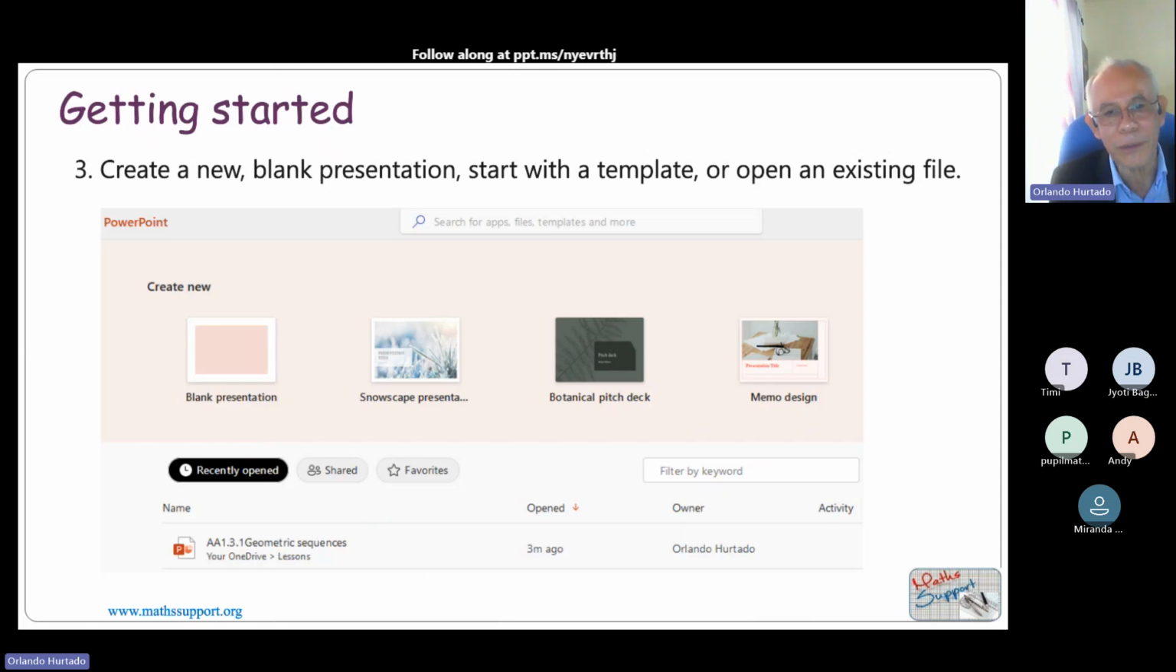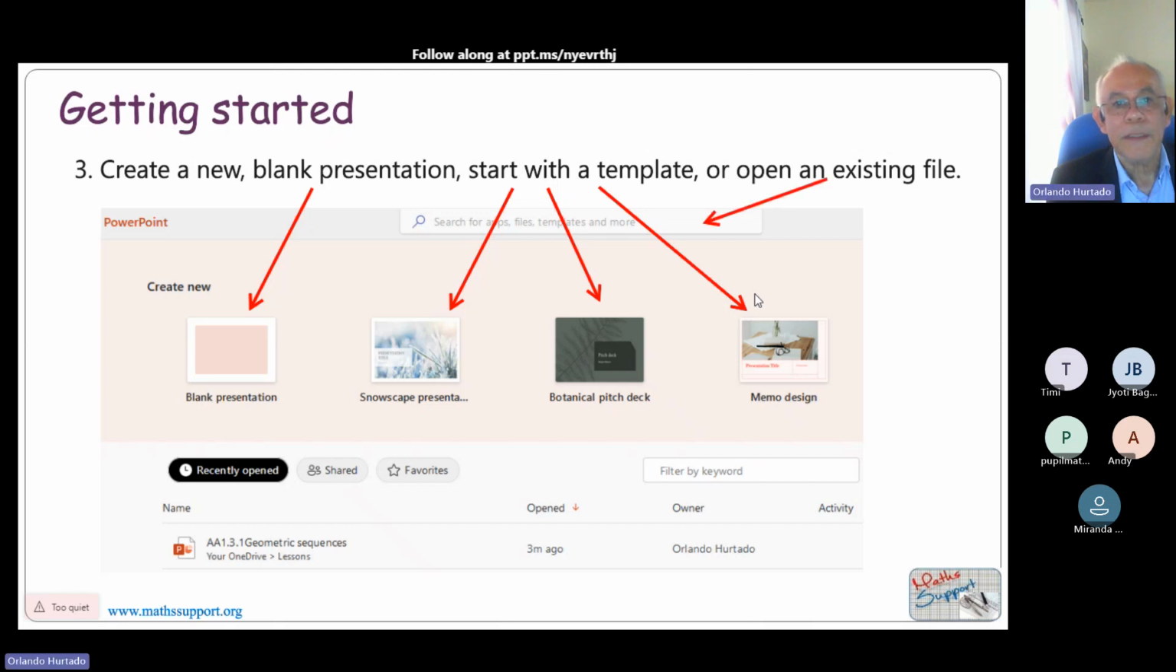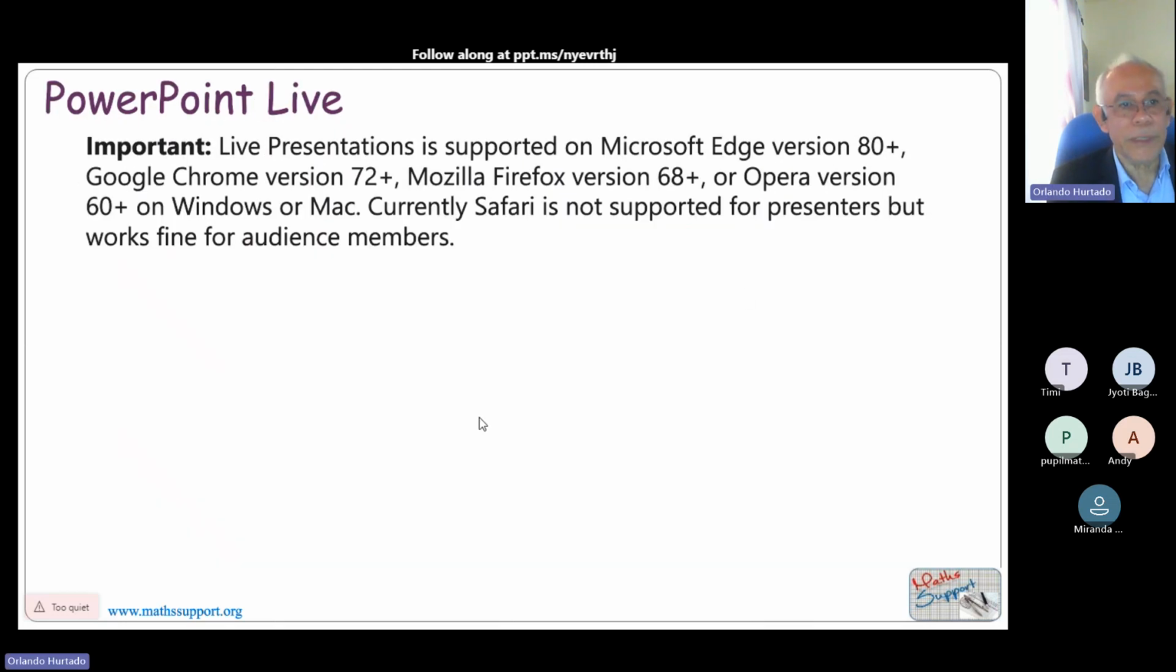If you already have your presentation saved on your device, you can just upload it to office.com. Like I'm doing here, I upload the geometric sequences, right? I upload it here, and I can show this to my students. But we can do it with a blank presentation as well. If you don't have a presentation, you can make your own presentation here, or you can start with a template, or you can open an existing file in your computer, right? So then with this, we can start our presentation.